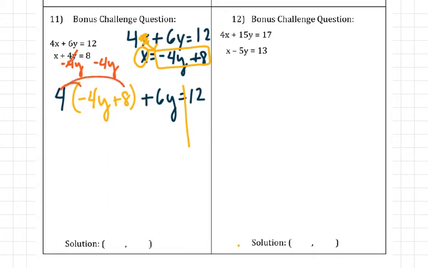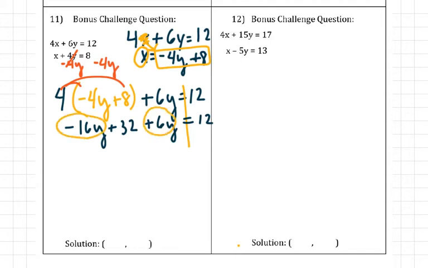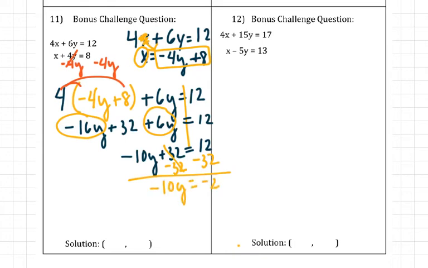Get rid of parentheses by distributing. Negative 16y plus 32 plus 6y equals 12. Combine like terms. Negative 16 plus 6 is negative 10y plus 32 equals 12. Get y by itself by subtracting 32 from both sides. So negative 10y equals negative 20. Get y completely alone by dividing by negative 10. So this tells me that the y value is 2.